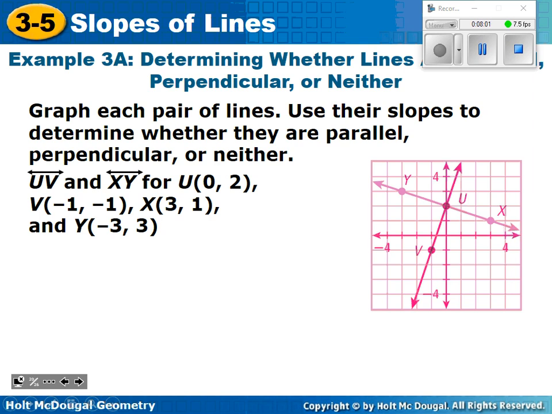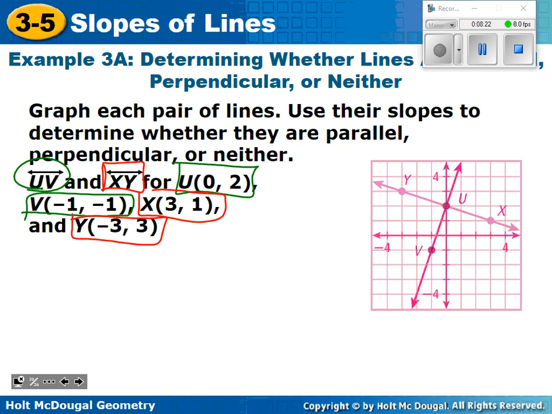Be careful. They're telling you to graph line UV, which means you have to connect these two points, okay? And then they're saying to draw a line XY, which means you have to connect X and Y. So don't just graph all the points and then just draw some lines. Make sure you're drawing the lines they tell you to. Does that make sense?